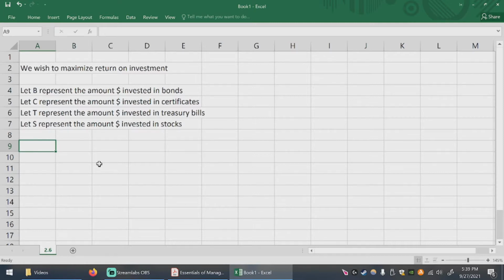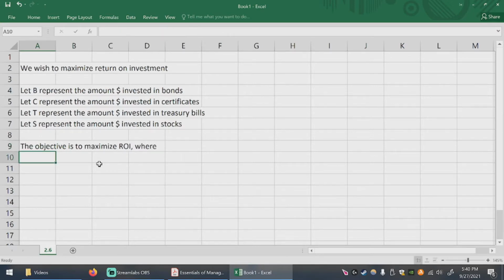Now the next part, it's a 3-part model. First part, decision variable definitions. Second part, the objective function. So the objective is to maximize, now let's give it a name, R for return on investment. I'll make it that, ROI.